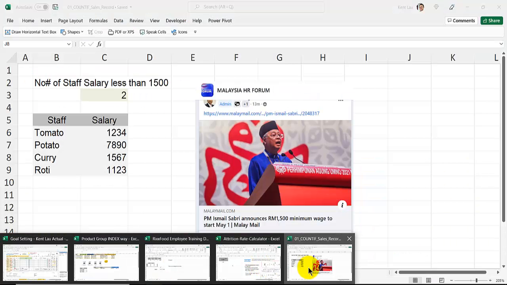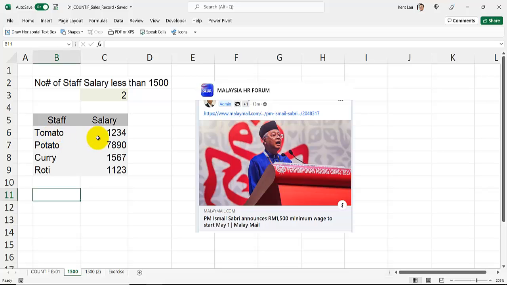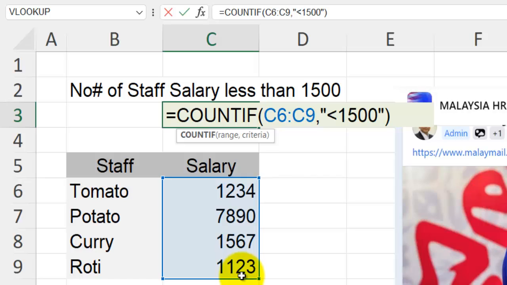So let's say you have 4 staff and the salary currently is this. If your boss asks you how many staff have a salary of less than 1,500, you can take a look here one by one and say, oh yeah, there are 2. But is there a better way to analyze it? The answer is yes. You can just use the COUNTIF function, highlight the range, and use this less than 1,500, and that will solve your boss's problem.